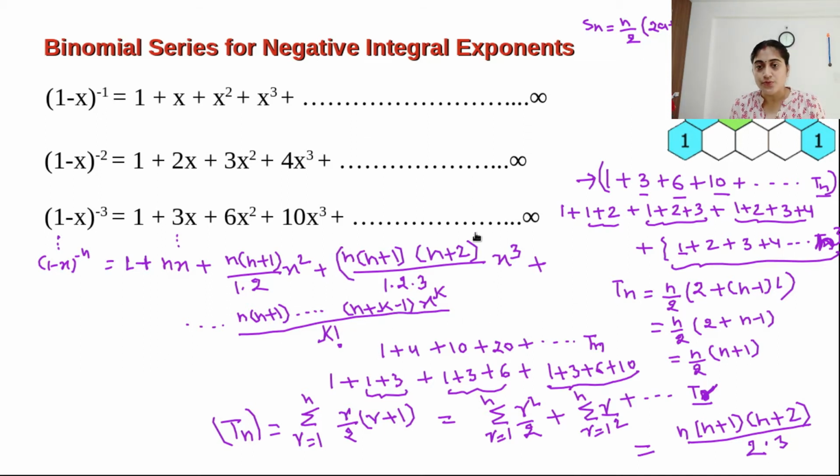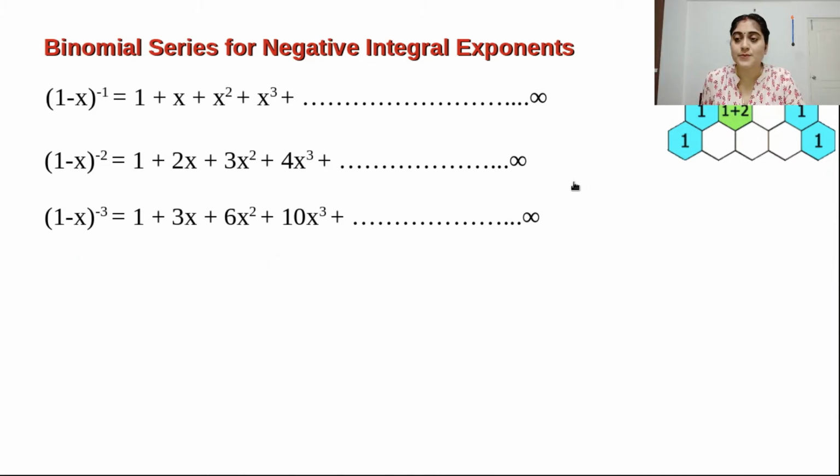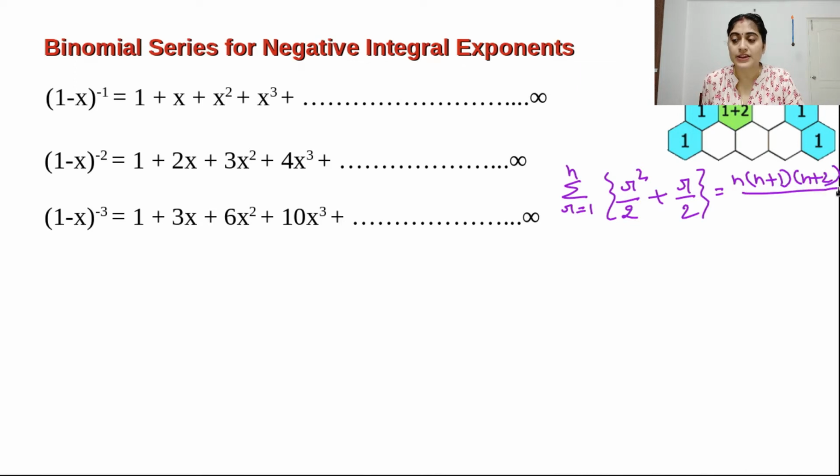Now I just want to prove how this is coming: the summation of r equals 1 to n of (r square by 2 plus r by 2) is equal to n plus 1, n plus 2 by 6. We can write it as 2 into 3, that we proved earlier when finding the coefficient of x cube. So how can we prove this? For that we will take a telescopic sum.